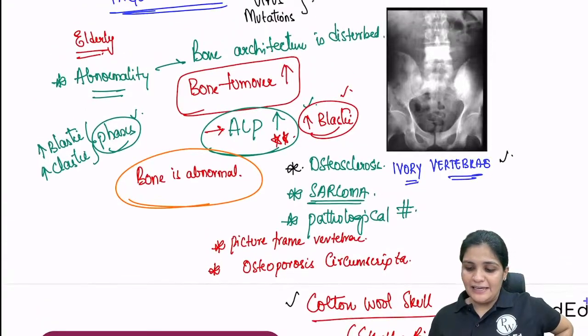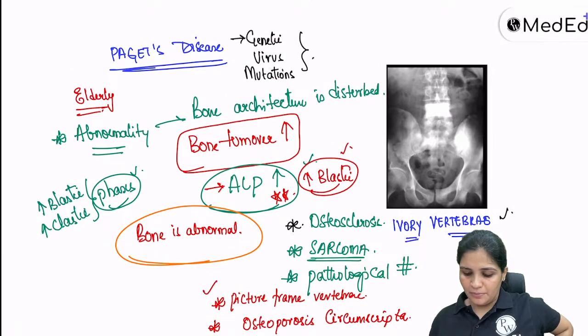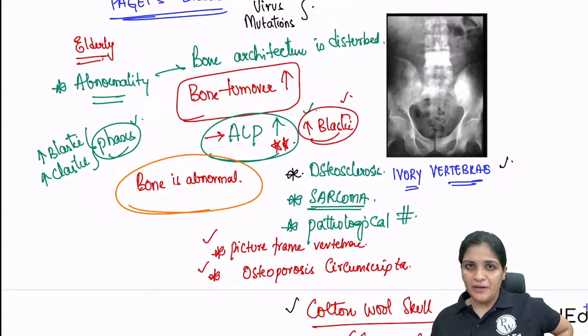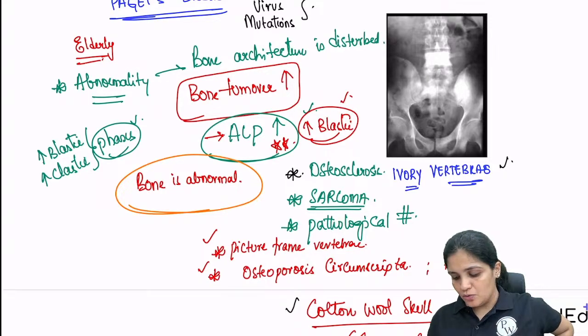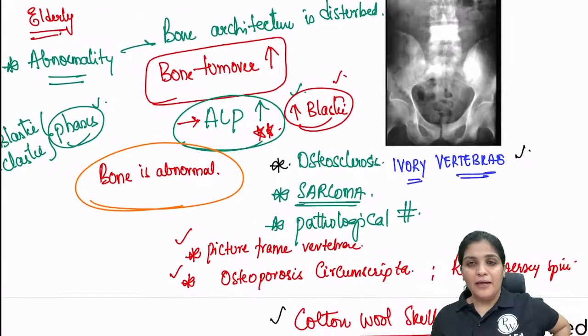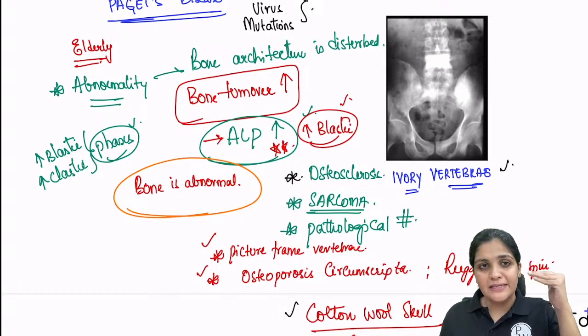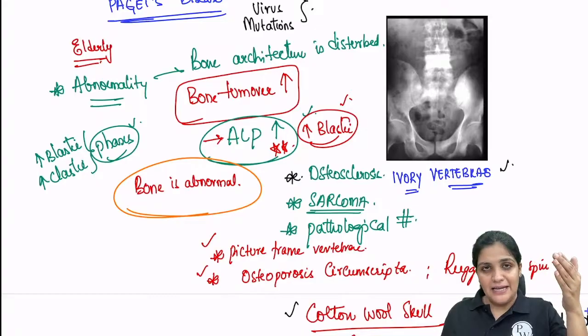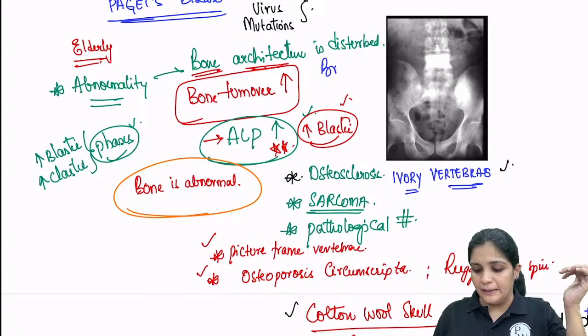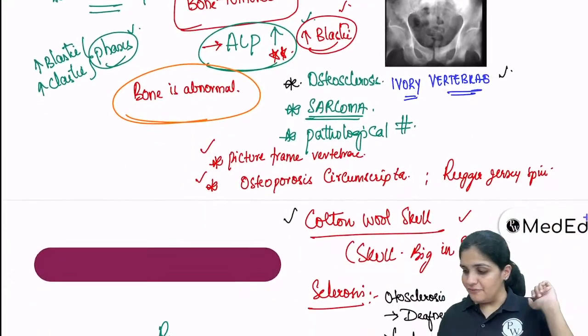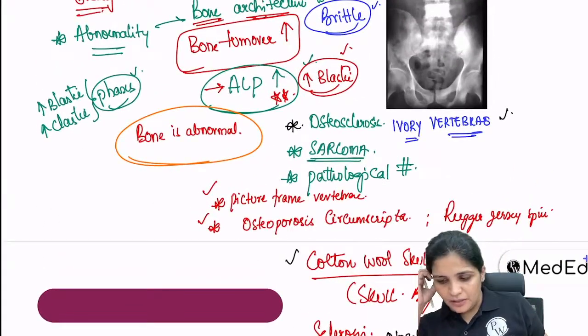Then you will take the x-ray and you can find the picture frame vertebrae, the cotton wool appearance, and sometimes the rugged jersey spine also can be seen. So these are all the things for Paget's disease. What is the abnormality? The abnormality is both in the osteoclast and the osteoblast. There will be an increase in the blastic activity and an increase in the clastic activity, and they will disturb the bone architecture where the bone becomes brittle. Because of this brittleness, it will result in pathological fractures. Okay, so that is about your Paget's disease.